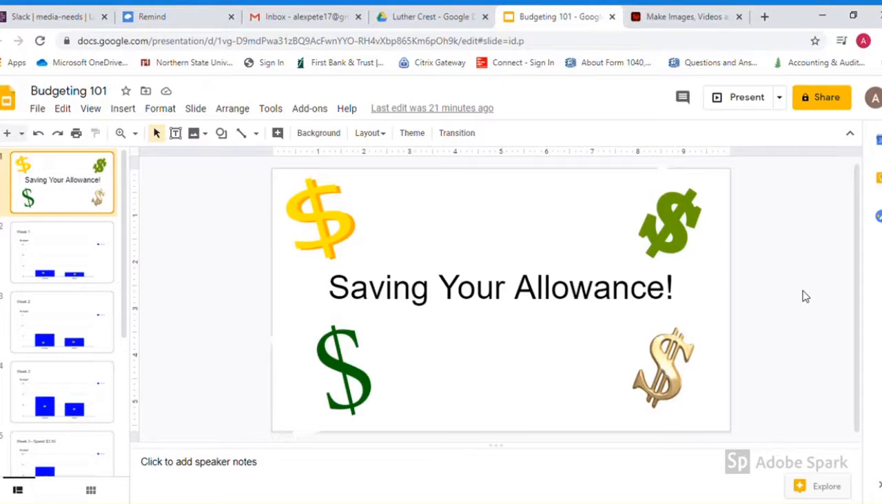Alright, this is the presentation that I made to help show how you can save your allowance. Now I'm going to have to leave it like this because every time I try to go to presentation, it keeps turning off my recorder. So I'll just have to scroll through them like this. During this presentation, I'm going to be using the example of you having a $5 allowance every week and how you can save that money, like how much you should be saving and how much you can spend.